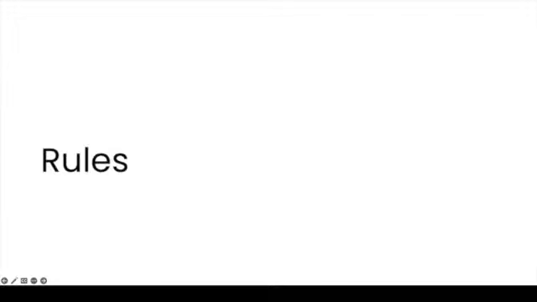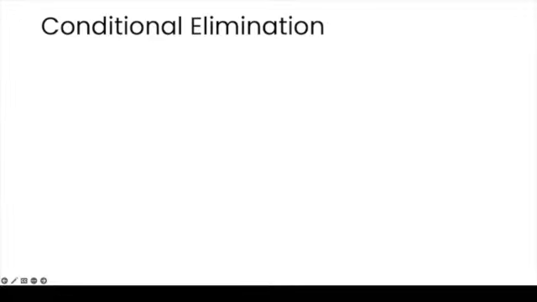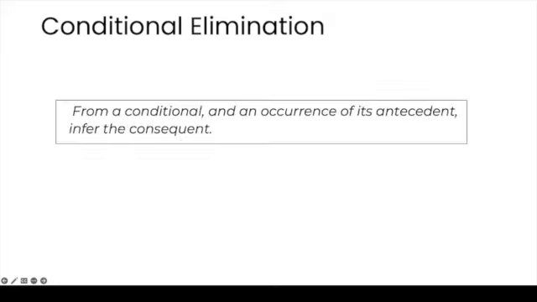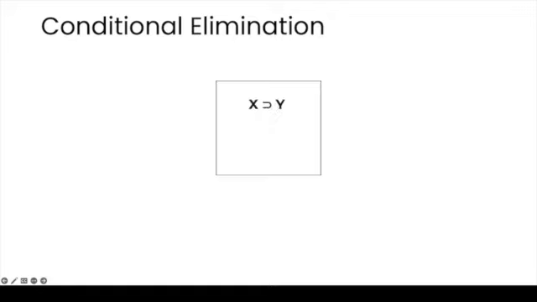Okay, now let's review our system of rules, one by one. As was the case with our rules for truth trees, here we also have two rules for each connective. The first rule we'll consider is very intuitive and is called conditional elimination. It is usually abbreviated as horseshoe E. You would also find it under the names of modus ponens, affirming the antecedent, and detaching the consequent. In essence, the rule says that from a conditional and an occurrence of its antecedent, you can infer the consequent.